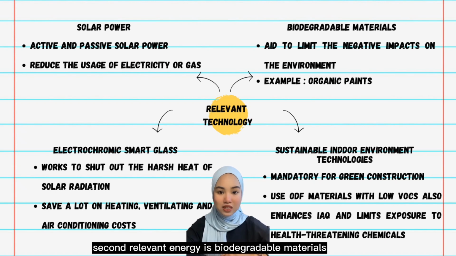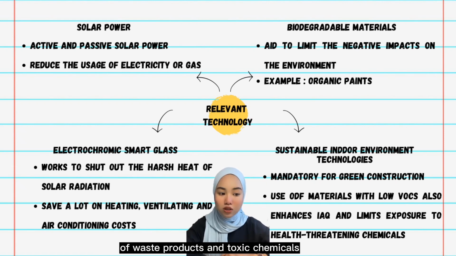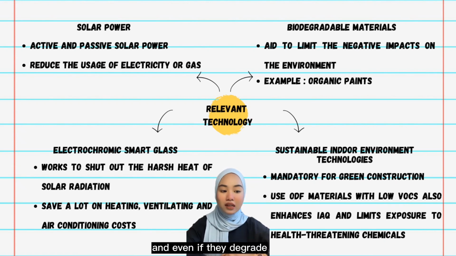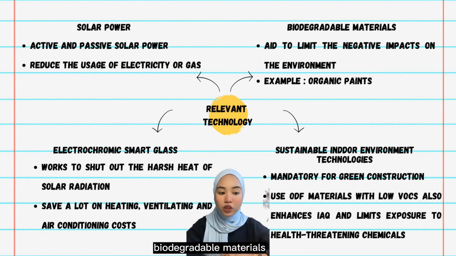Second relevant technology is biodegradable materials. Non-biodegradable materials lead to the accumulation of waste products and toxic chemicals, the majority of which take hundreds of years to degrade. And even if they degrade, they contaminate and harm the environment. Biodegradable materials include, for example, organic paints.